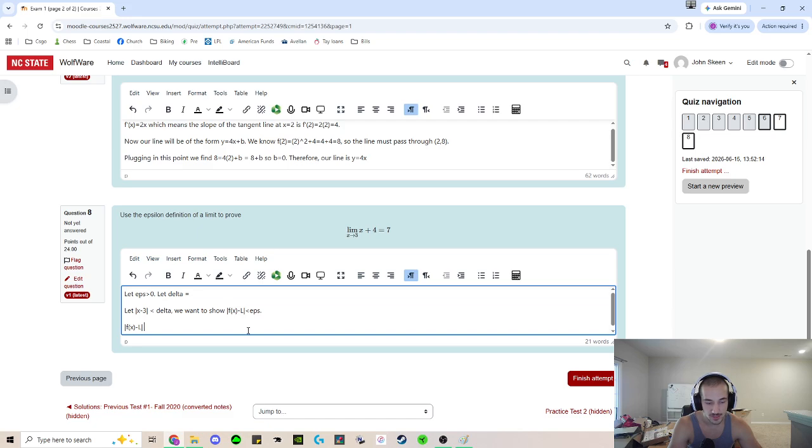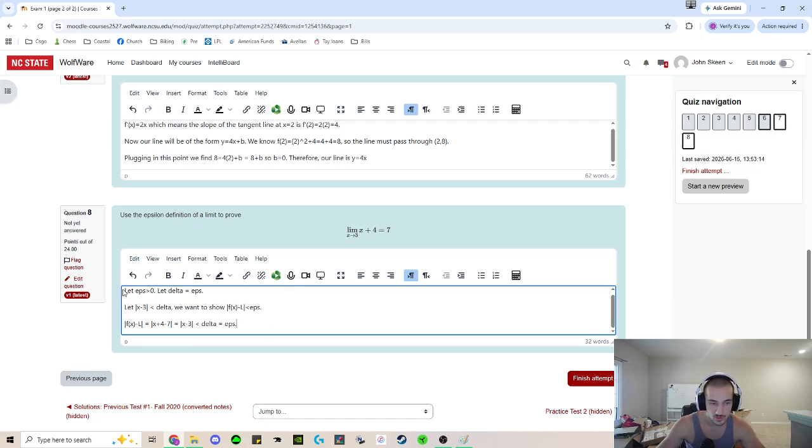So here we compute f of x minus L. Well, f of x is going to be x plus 4. What is L? It's our limit, which is 7, right? And this guy is x minus 3. We want this to be less than epsilon. So we notice that we want the absolute value of x minus 3 to be less than epsilon, but we know that x minus 3 is less than delta. So if we just say let delta equal epsilon, then we see that x minus 3 is less than delta, which equals epsilon. So the proof is complete, right?